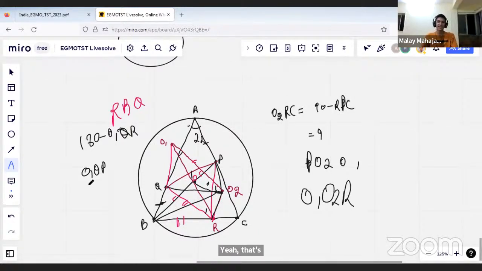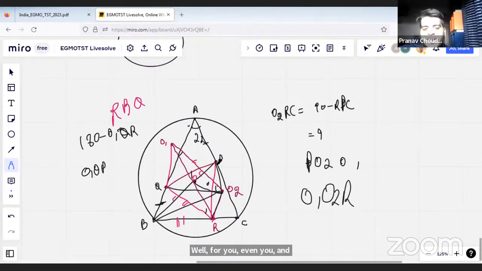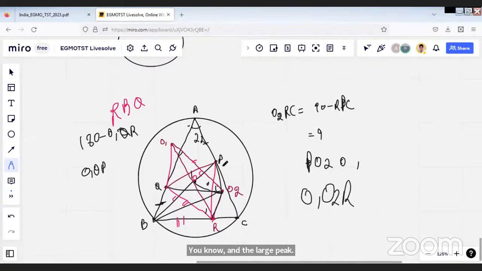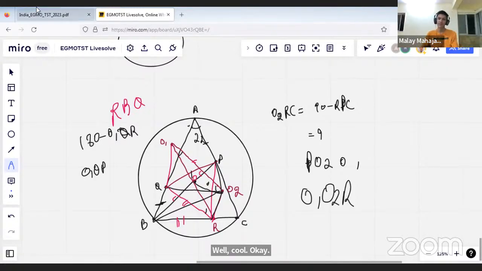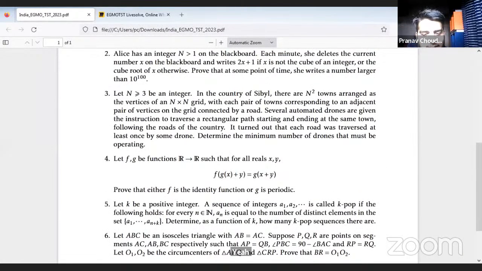Also, if you even knew angle RPC, you've directly done. How do we get RPC? You know angle RPQ, you know angle APQ. Like every angle in the figure is known. Oh, true. Okay, fine. That was a nice problem. Oh, wait. What was the thought process in making this?